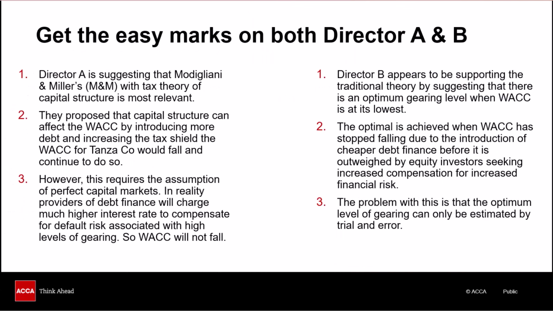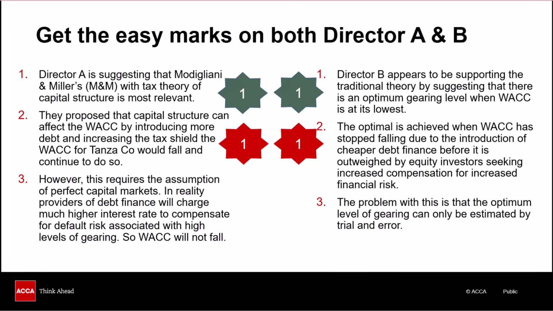So here in the word processor, split your page, Director A, Director B. Get the 2 easy marks first on both Director A and B, then the 2 second easy marks, and therefore you then don't need the 2 final marks. You get the 4 out of the 6. That is efficient use of your time when you're running out of time.